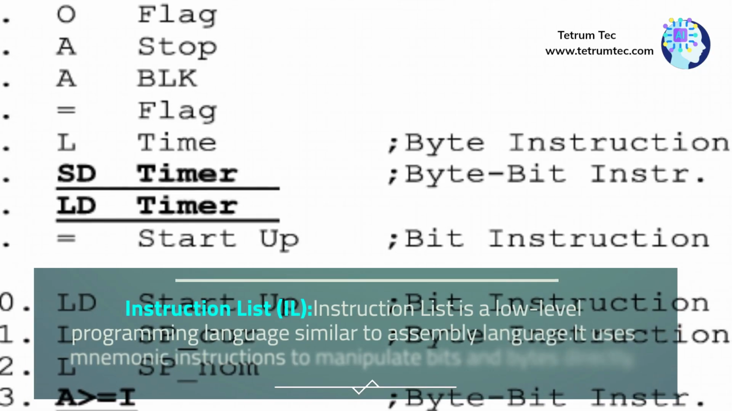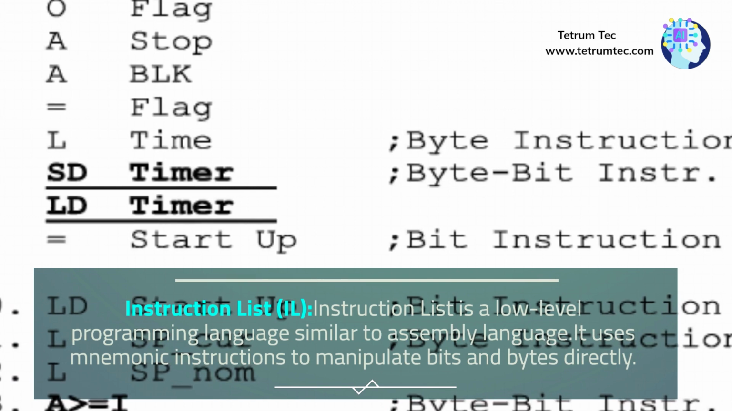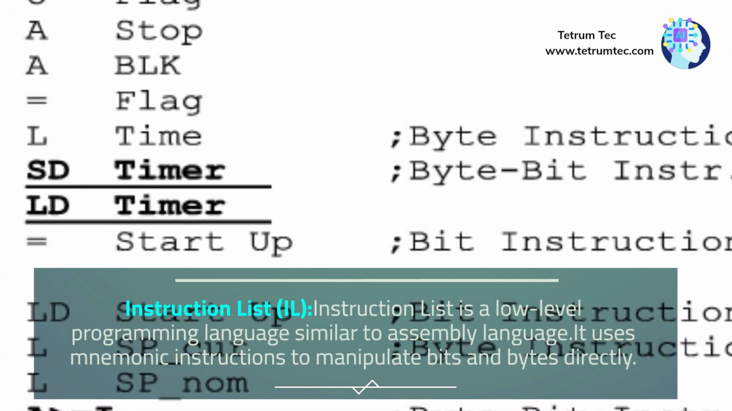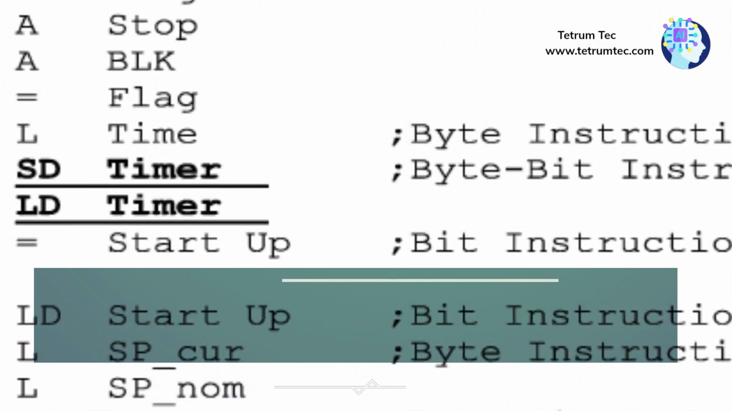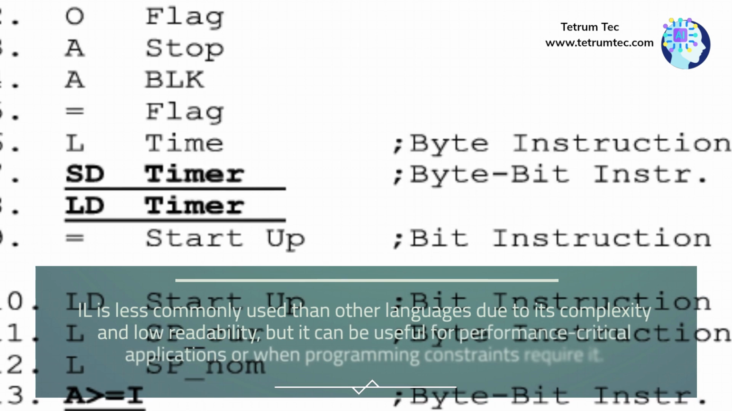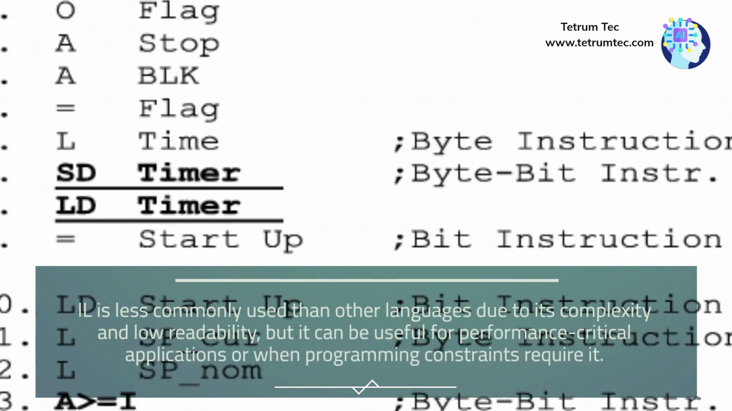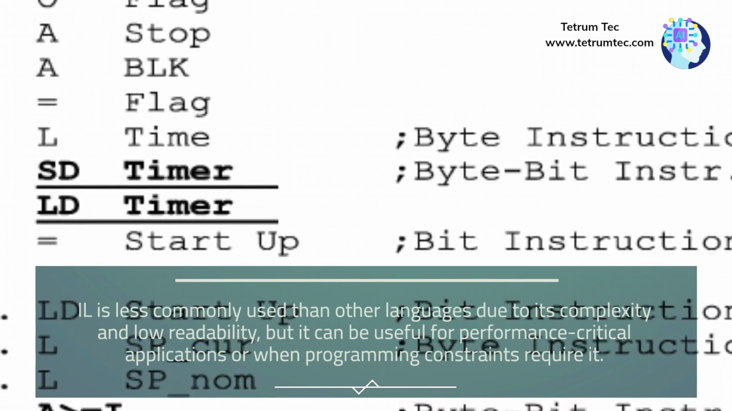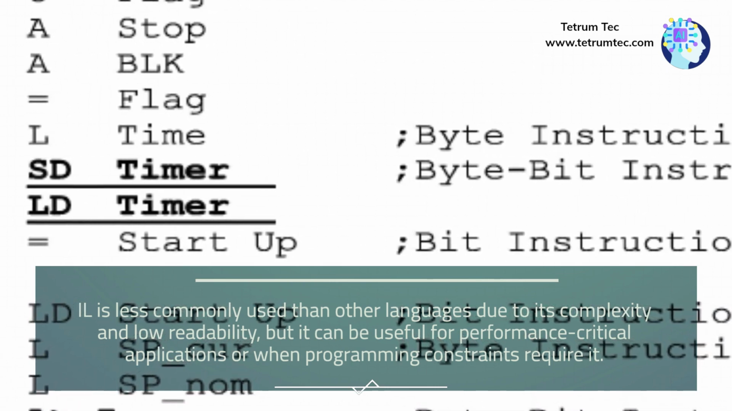Instruction list. Instruction list is a low-level programming language similar to assembly language. It uses mnemonic instructions to manipulate bits and bytes directly. Instruction list is less commonly used than other languages due to its complexity and low readability, but it can be useful for performance-critical applications or when programming constraints require it.